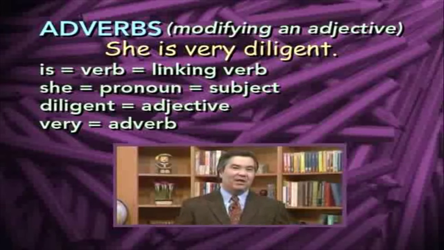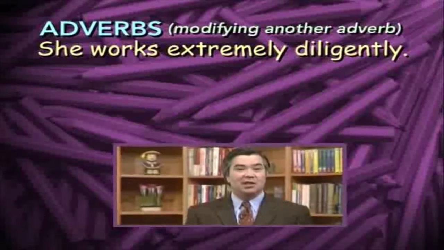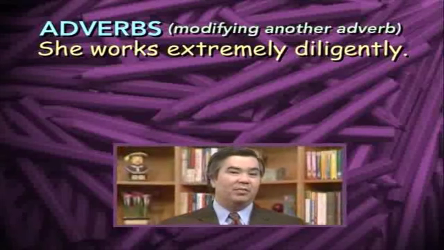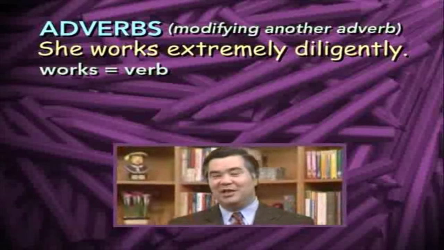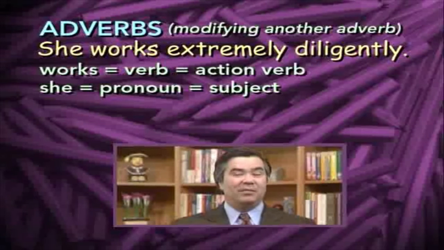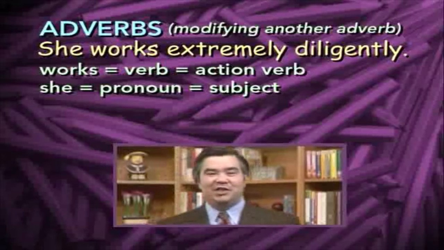And that's what very is doing in this sentence. Finally, look at this sentence. She works extremely diligently. What's the verb? Works. The subject? The pronoun she. And again, we have an action verb. This sentence describes something that she does rather than something that she is.